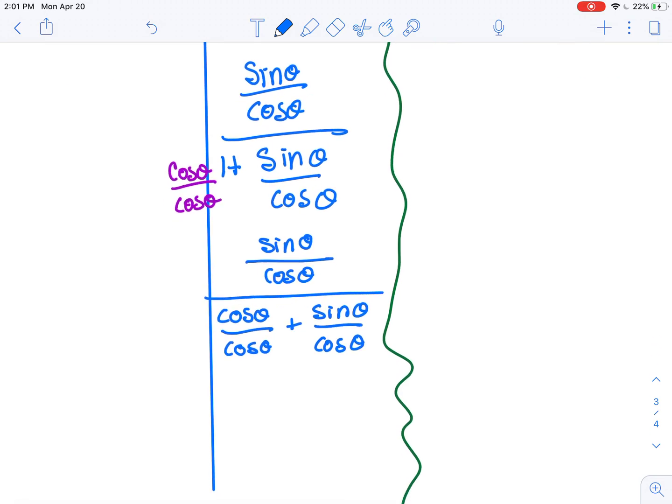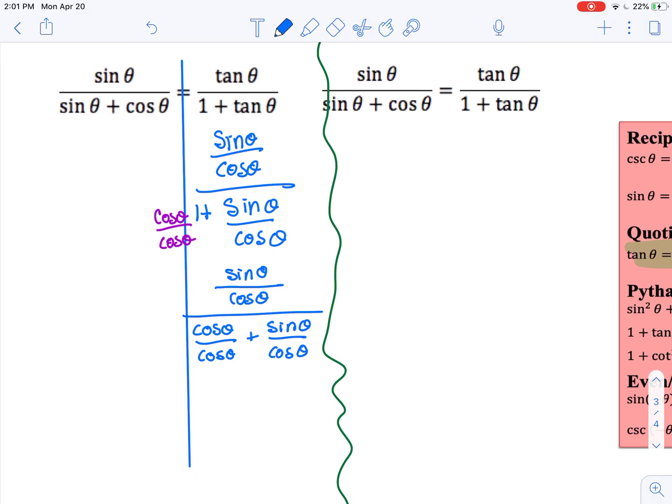So now I can rewrite this. It's a lot of rewriting. I can rewrite this as sine over cosine all over cosine theta plus sine theta. My common denominator is cosine, so I can combine those together.